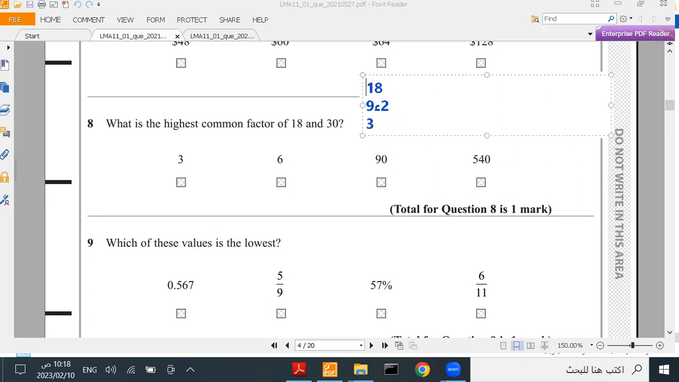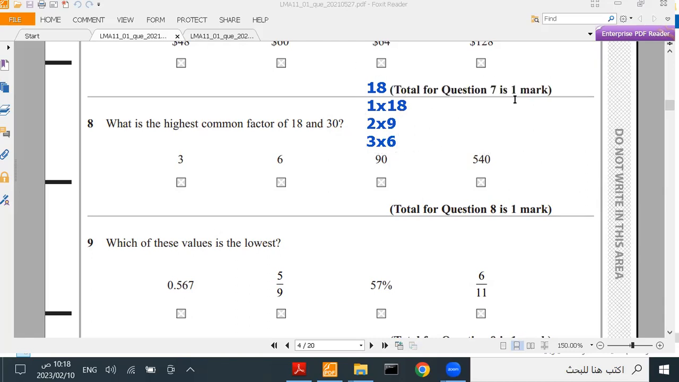Okay, sorry, let me do this again. So 18: 1 times 18, 2 times 9, 3 times 6. That's it for 18, right? And those are the factors of 18. Now here, I'm going to do 30.